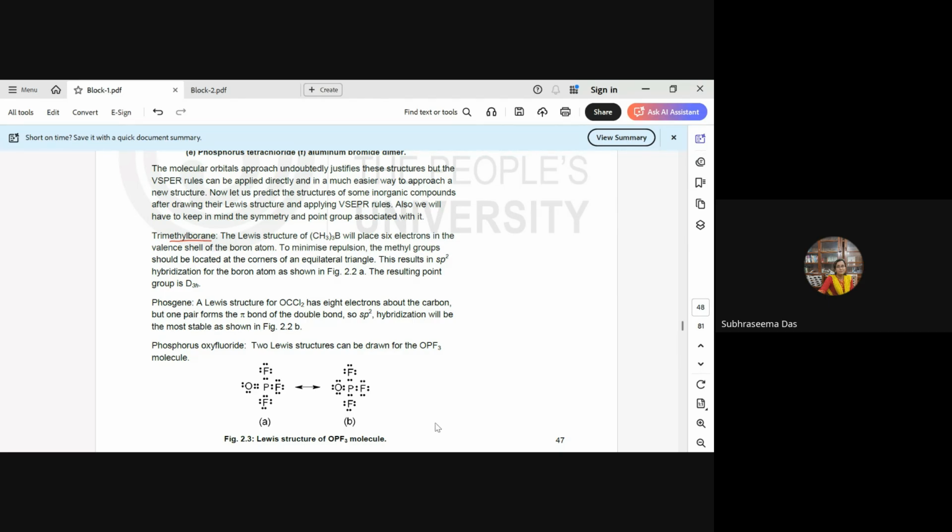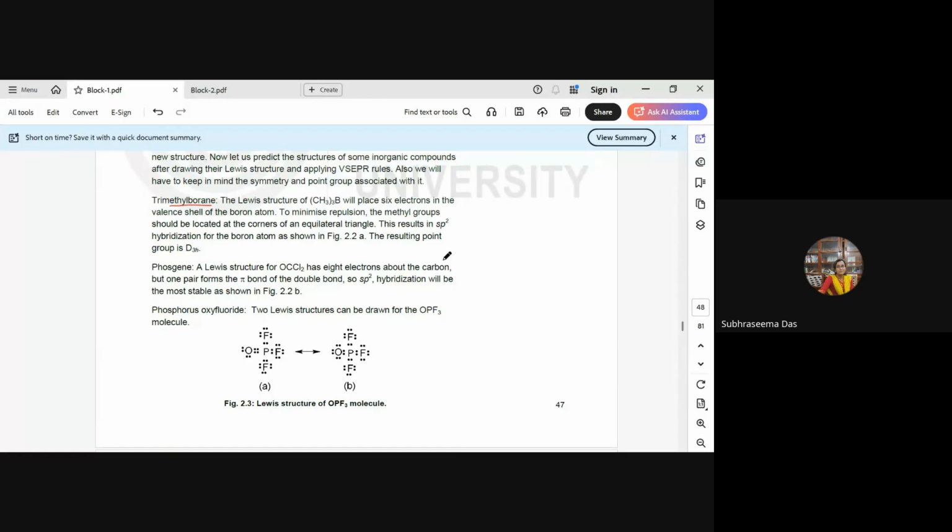Okay. So we were talking about trimethyl borane. Trimethyl borane is B(CH3)3. So here we will place the 6 electrons in the valence shell of the boron atom. To minimize the repulsion, the methyl groups should be located at the corners of an equilateral triangle. As a result, we see sp2 hybridization for the boron atom, and the formation of the equilateral triangle. Then phosgene is COCl2.